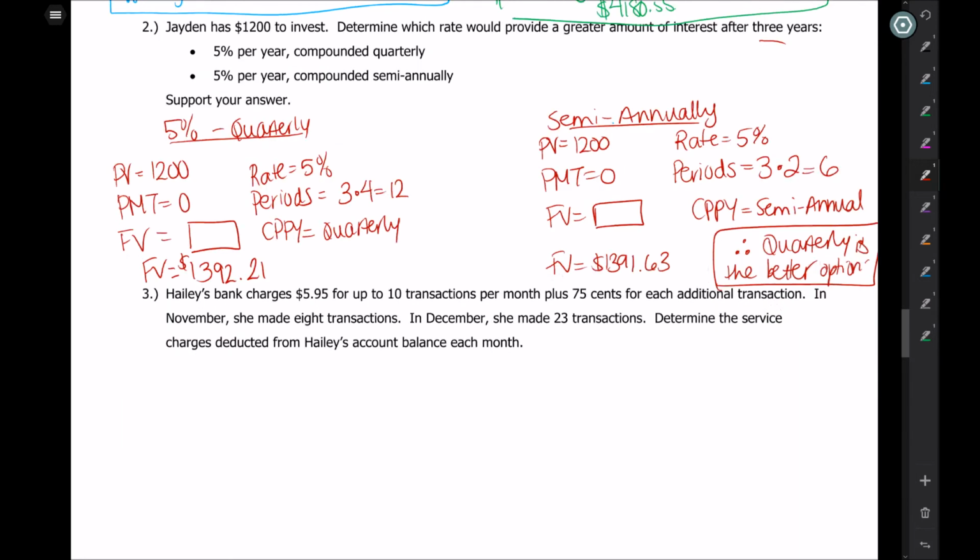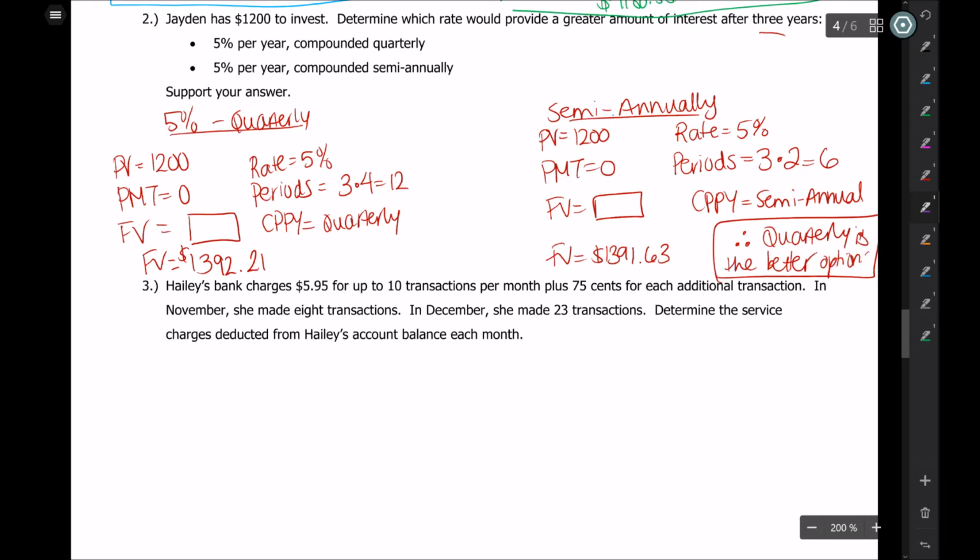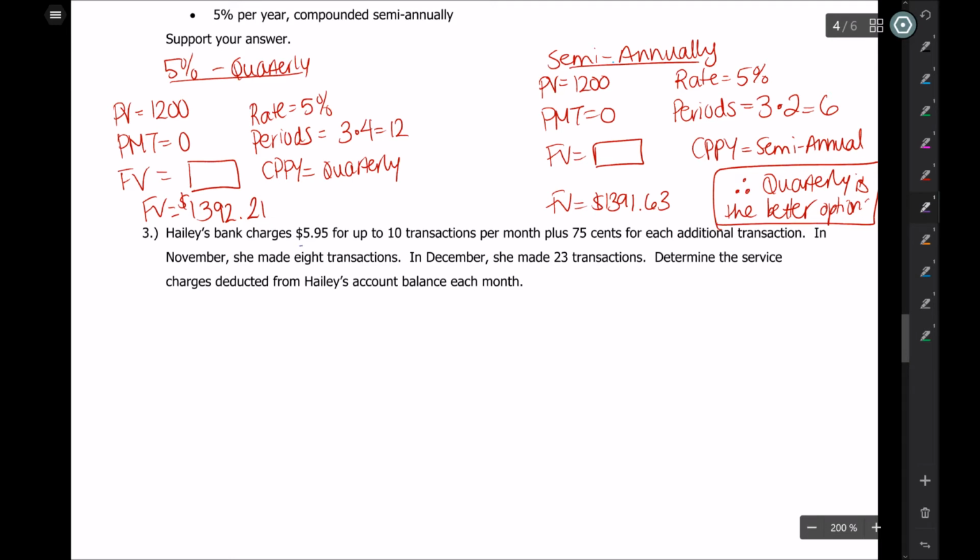All right. Taking a look at number 3, it says Haley's bank charges $5.95 for up to 10 transactions per month, plus 75 cents for each additional transaction. So in November, we know that she made 8 transactions. And then in December, we know that she made 23 transactions.